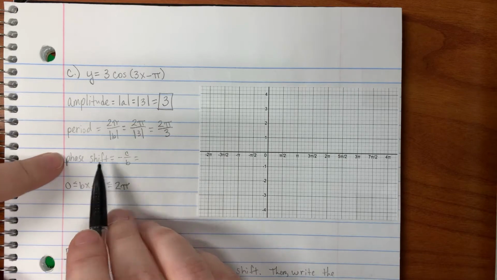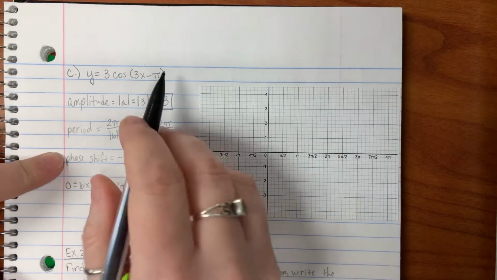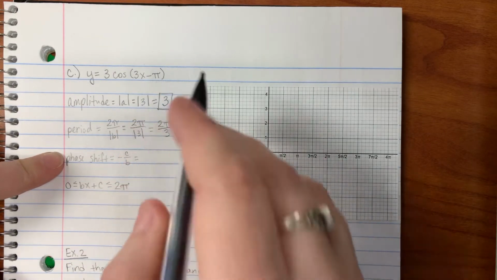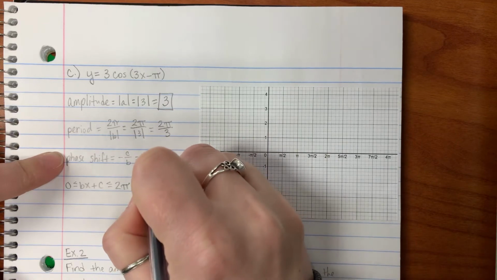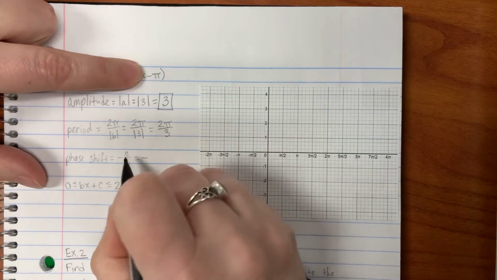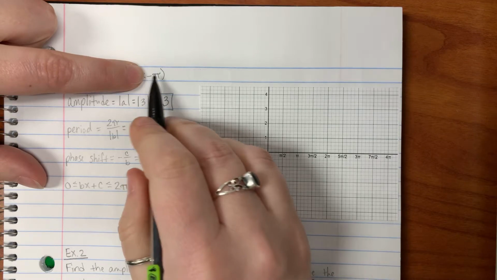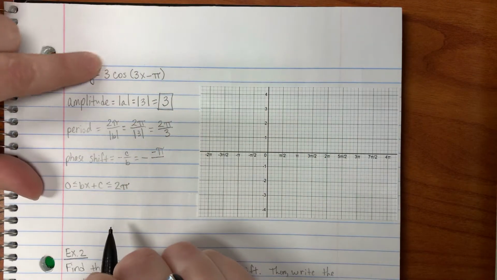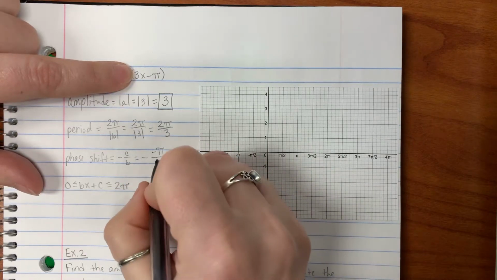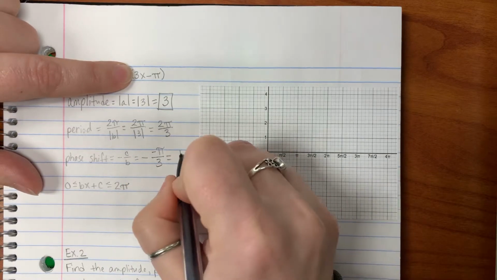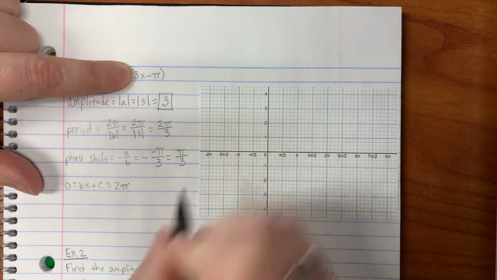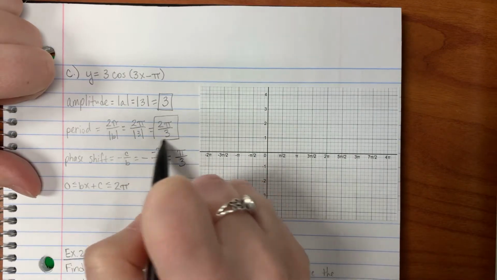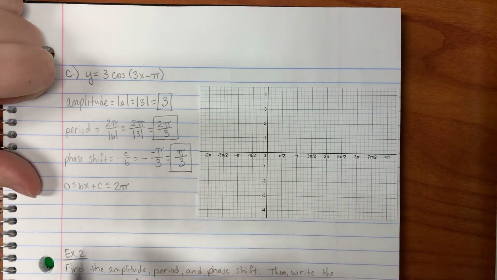And then my phase shift is negative C over B, and this time I do have a C value there. So this is negative, and then C is negative pi, so this is negative pi all over B, which is 3. So that gives me pi over 3 is my phase shift. So here's this, and here's this.